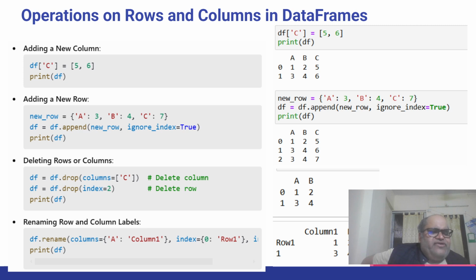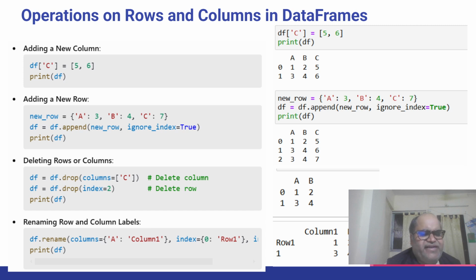Now, there are two notations. One is that after calling drop, you assign it to the same data frame, or another data frame, whatever you have in mind. Otherwise you can use inplace equal to true, so you don't need to call this assignment explicitly. As you can see, with the first drop of a column, C was removed. With the second drop of an index, the third row was removed.